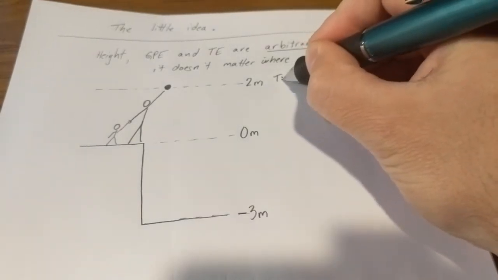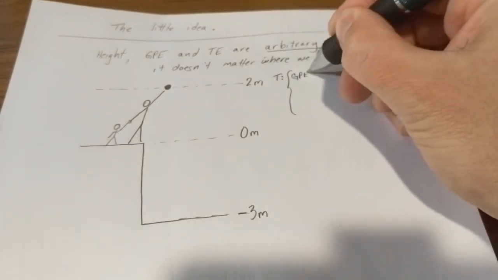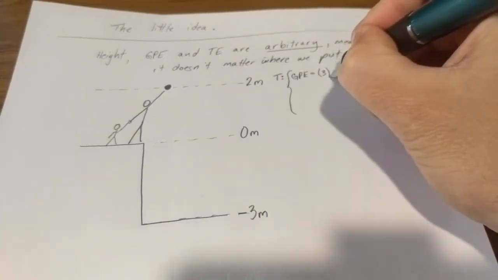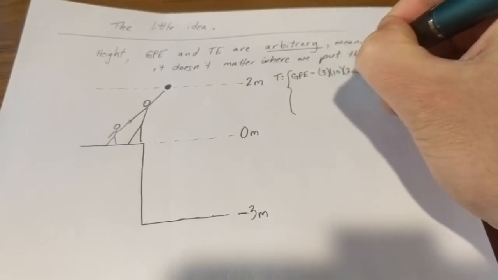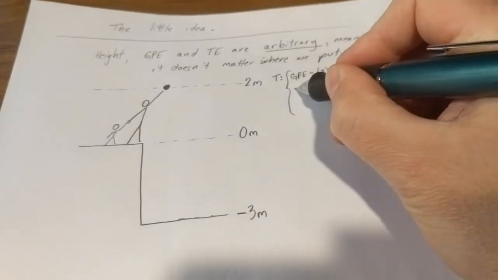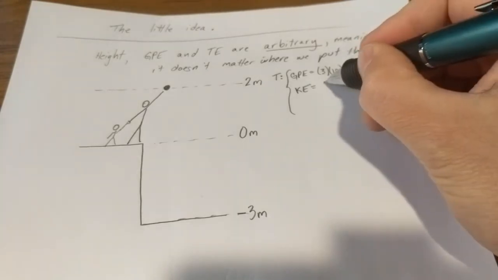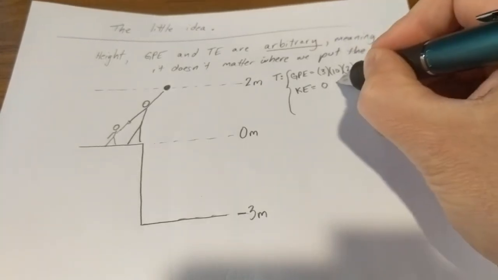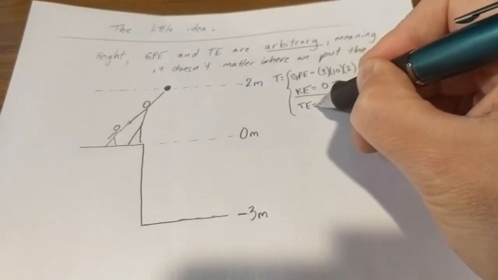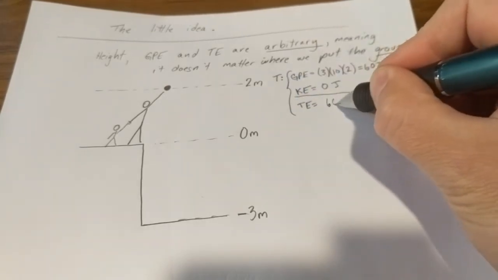At the top, it has potential energy equal to, again, it was a 3 kilogram ball, so 3 times 10 times 2 now, which is 60 joules. When it's stationary in the person's hand, it has no speed, so it has no kinetic energy, 0 joules, which means that the total energy of the ball at that location, according to this way of measuring, would be only 60 joules.